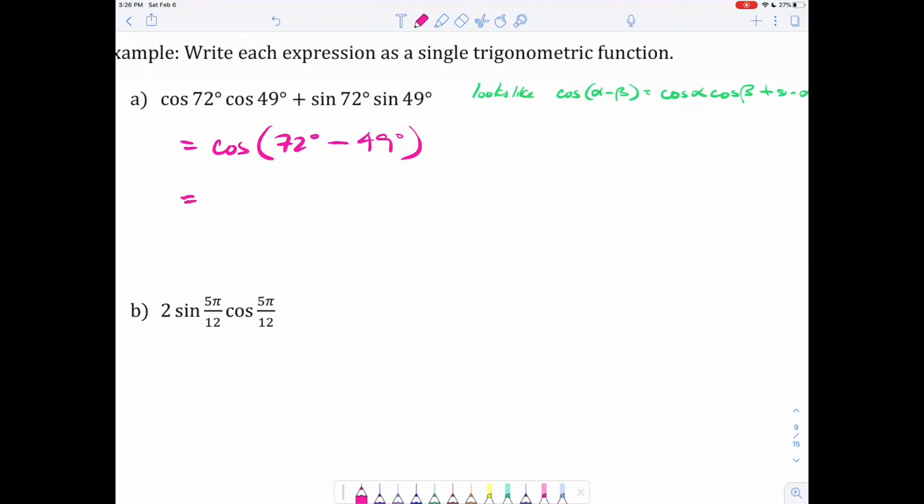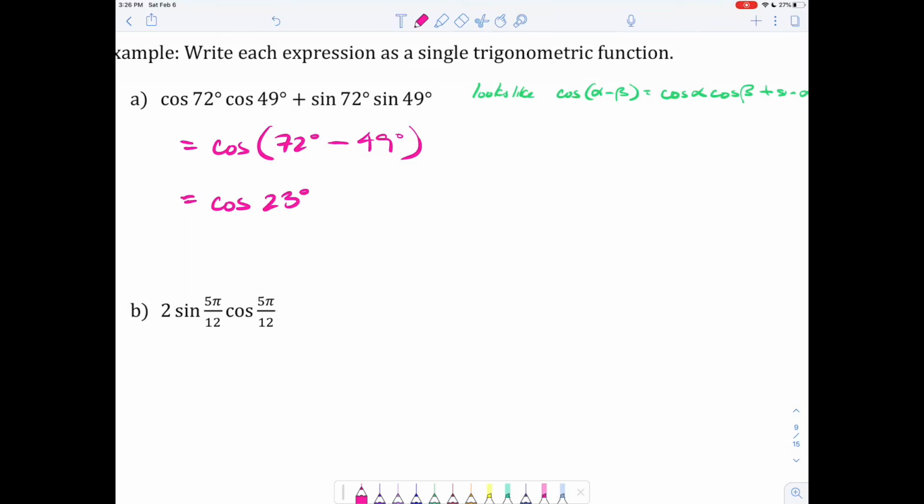The only thing to do here is just to simplify 72 minus 49, and that's less than 30, so 23 degrees. That is done. Whoa! Little bit of a doozy.